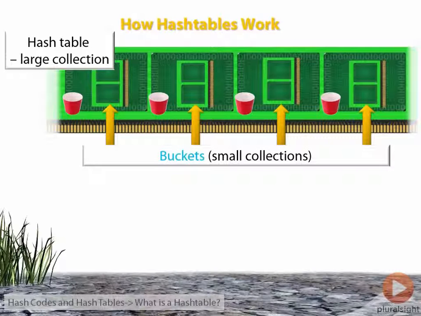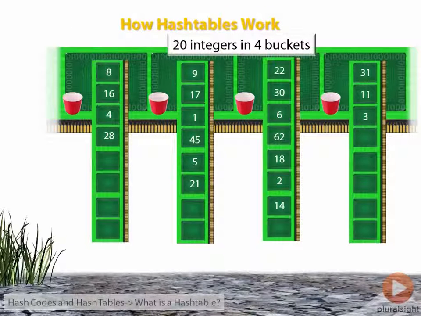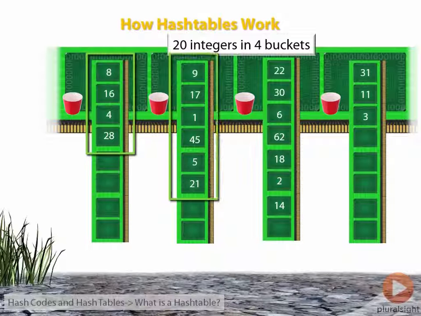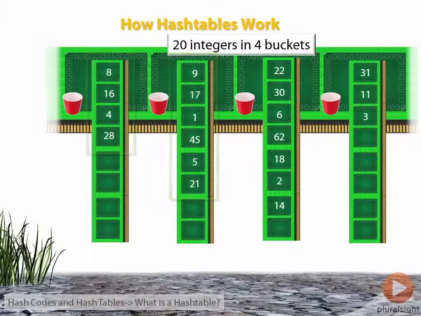To see why this is helpful, let's imagine we have a hash table storing integers which currently contains 20 elements spread over 4 buckets. This means on average each bucket contains 5 elements. Some will have more, some will have less. For example, in this diagram the first bucket holds 4 values, the second bucket holds 6 values, and so on. But on average it's 5 elements in a bucket.